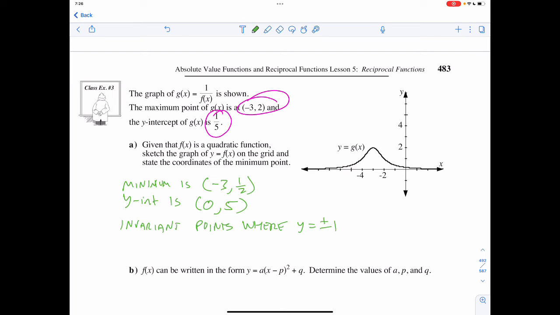So I'm going to graph these points out as best I can. -3 and 1/2. Where this was equal to 1, where this was equal to 1. And this one has a y-intercept at 5, which means that if I went from the center, right 3 and up to 5, then from the center, I'm going to go left 3 and up to 5. And my graph is going to look something like this.